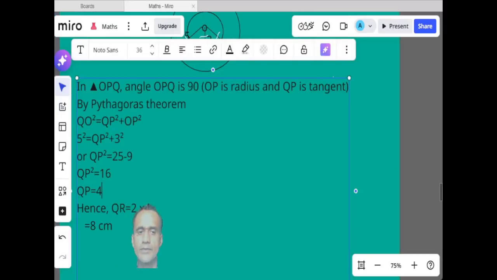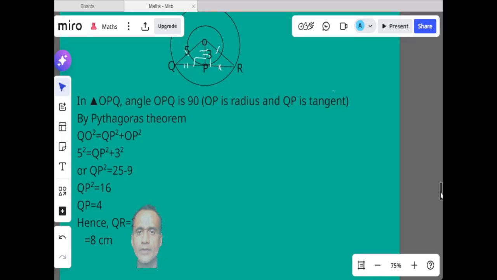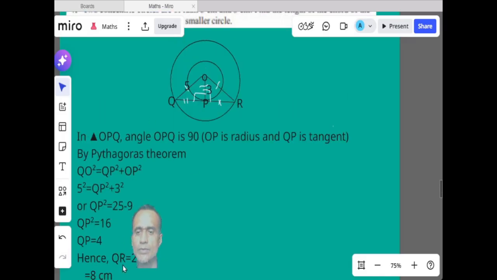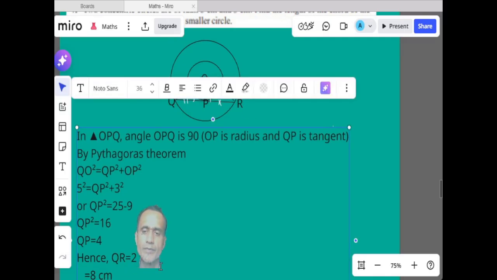Hence QR is equal to 2 times QP. That is, QR is equal to 8 centimeter. The reason we can write here is because QP is equal to PR.